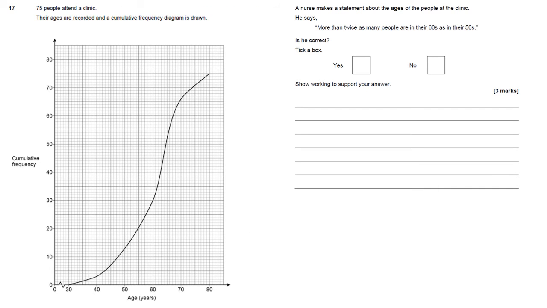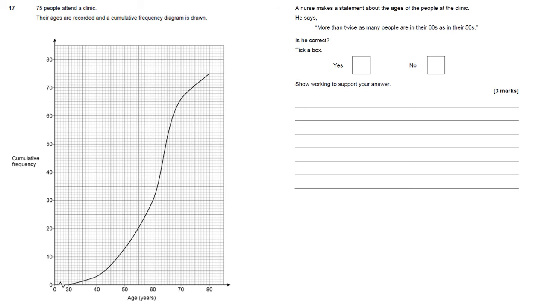Question 17, 75 people attend a clinic. Their ages are recorded and a cumulative frequency diagram is drawn. A nurse makes a statement about the ages of the people at the clinic. He says more than twice as many people are in their 60s as in their 50s. Is he correct? We need to tick a box for yes or no and show the working to support our answer.